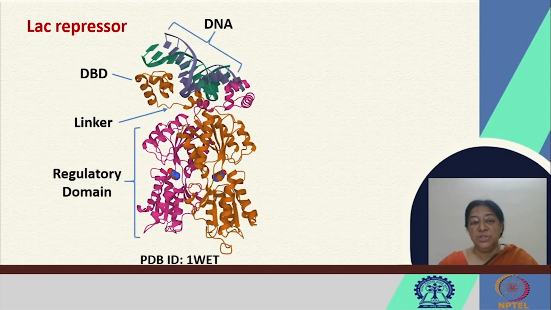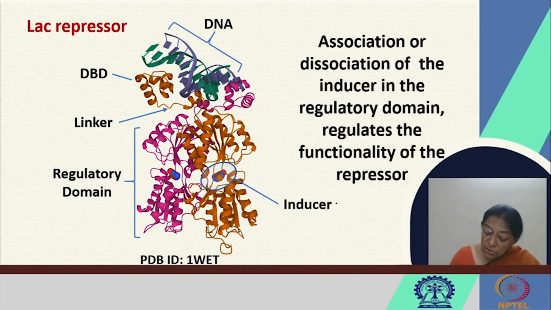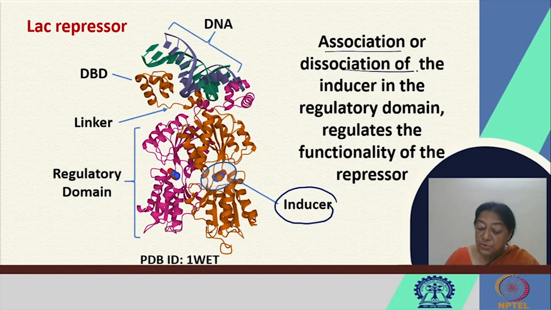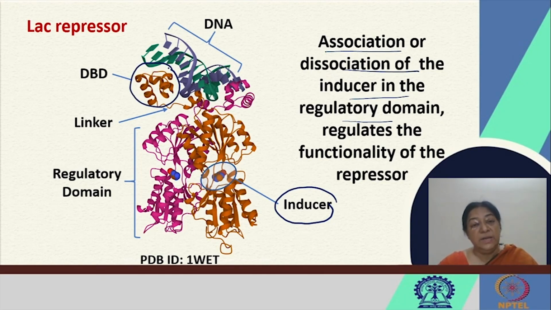So the regulation that we see here of the allostery associated with this is because of the presence of the inducer. So the association or dissociation of the inducer in the regulatory domain regulates the functionality of the repressor, and the location of the DNA binding domain can be altered in a manner that affects the DNA binding of this particular protein.